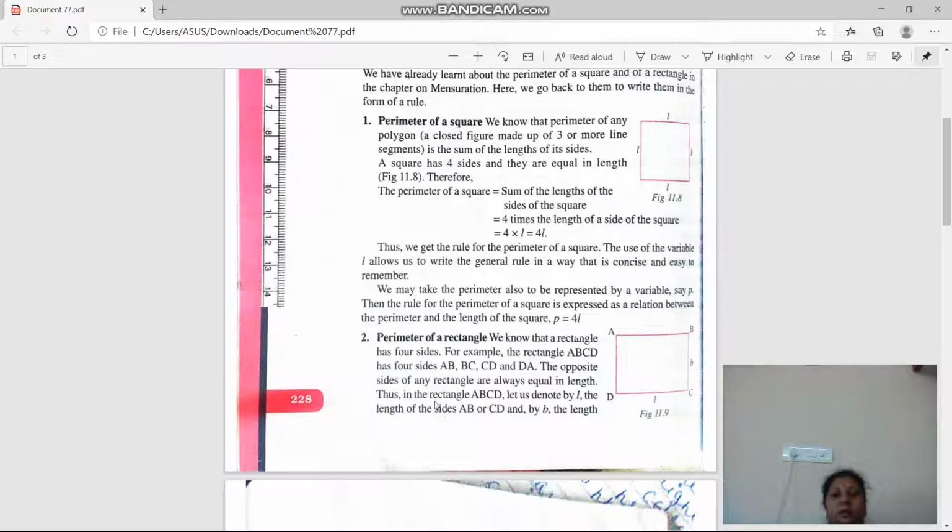Okay. Next, in this rectangle ABCD, let's denote by L the length of sides AB or CD. So, see here, if we consider AB, then CD is also L, and if we consider CD as L, we take AB as also L. Now next.